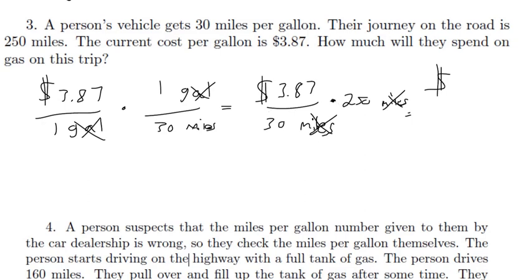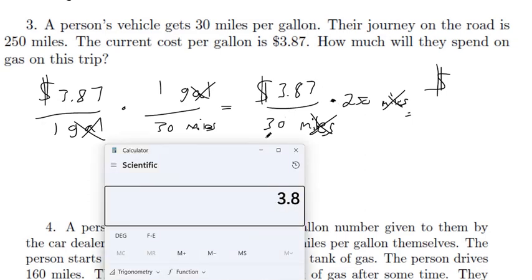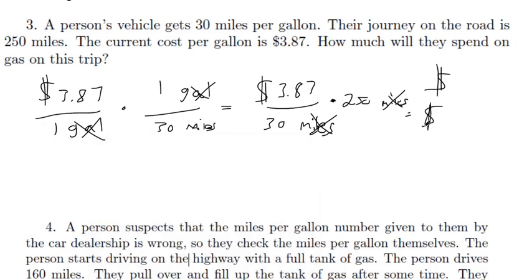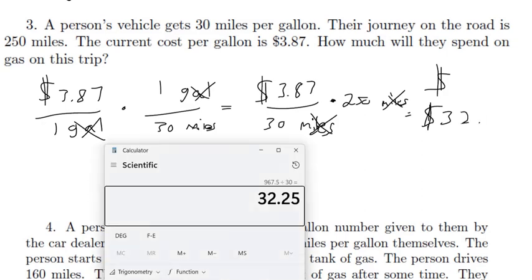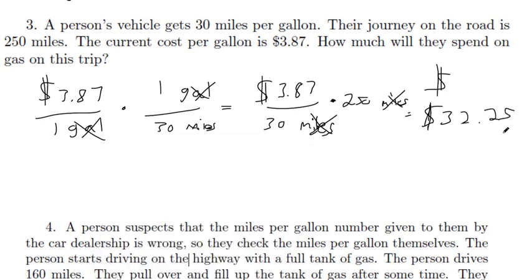And now we've just got dollars. So if you multiply straight across the top, 387 times 250, and then divide by the bottom, you get $32 and what was it, 50 cents? 25 cents. That's how much it costs.